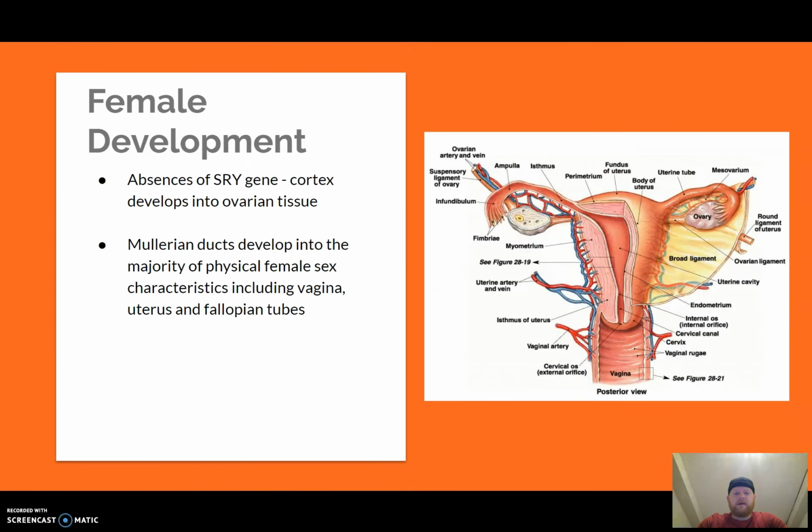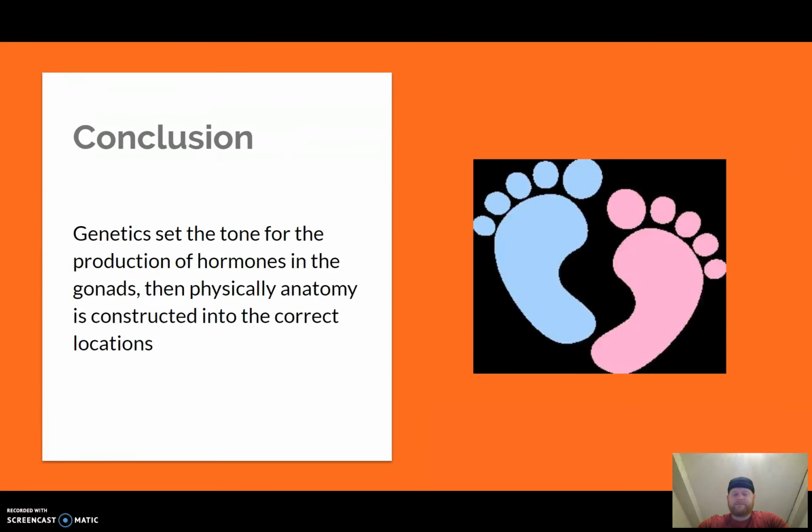As for the female, since it has the absence of that SRY gene, the cortex develops into ovarian tissue, so it stays up inside, everything develops. The Müllerian ducts, okay, then they start to develop into the majority of the physical characteristics of the female's anatomy, as far as the vagina, the cervix, the uterus, and the fallopian tubes.